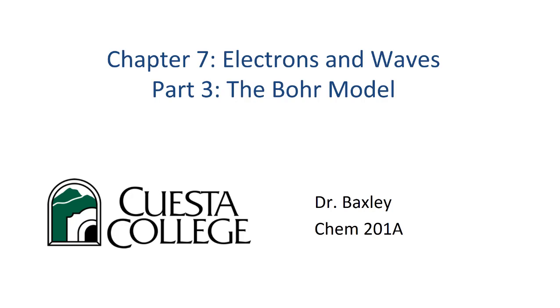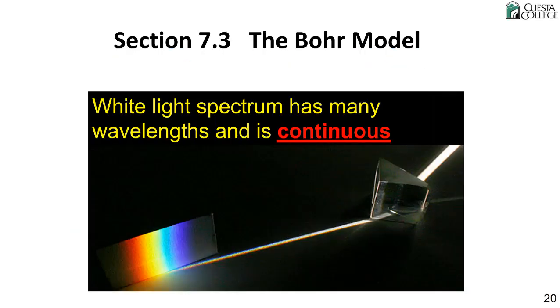This is part 3 of the Chapter 7 lecture video series. This is going to be about the Bohr model, which was an attempt to describe where electrons were around atoms. At the end of the last video, the discussion was about how atoms could absorb or release energy in quanta, or individual discrete packets of energy.